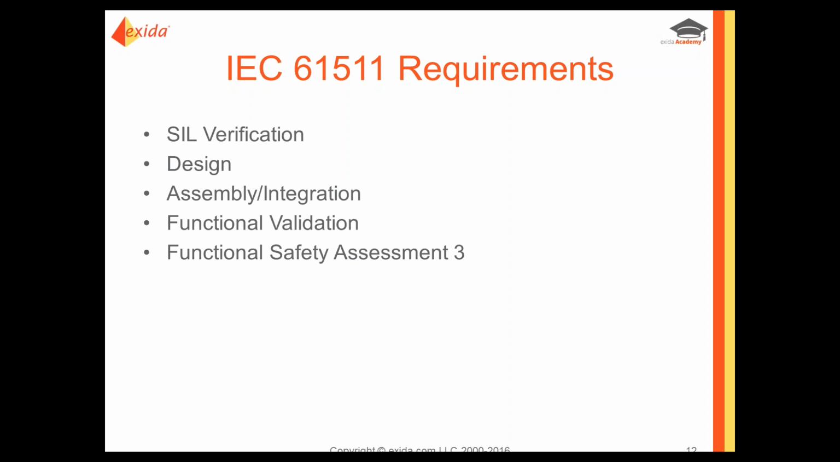Second is design. Anything used in a safety instrumented function has to be assessed to 61508 or justified based on prior use. And depending on the complexity of some of these things, that may not be covered. Then the assembly and integration of that final element has requirements for validating that it's working correctly functionally, and then finally, being able to review all these things or show the evidence that a functional assessment number 3 is a specific requirement.